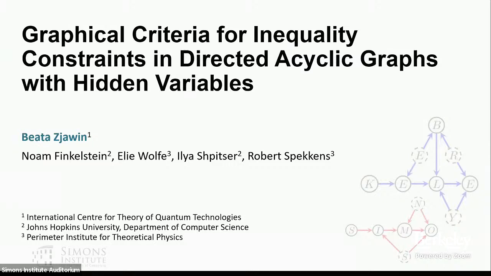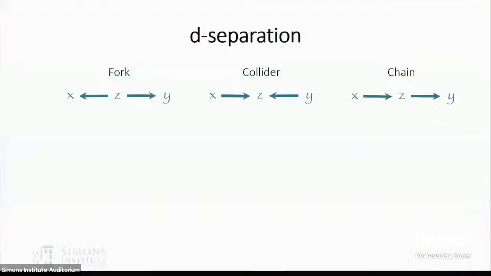Okay, since I know that we have a lot of quantum people here as well, I want to start with some important definitions just to make sure that everyone's on the same page. I will be talking about directed acyclic graphs, and in DAGs we have three types of structures that occur: forks, colliders, and chains.